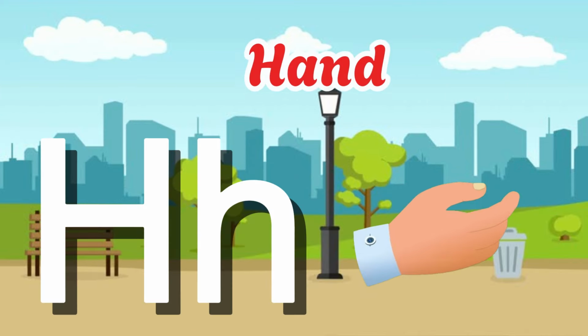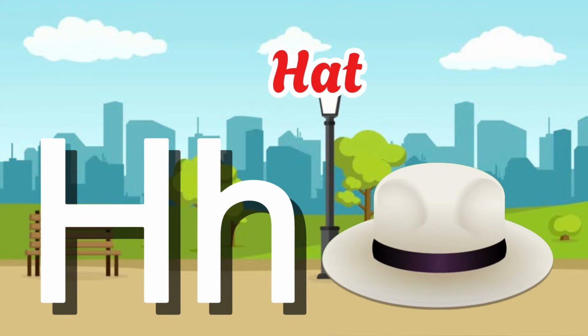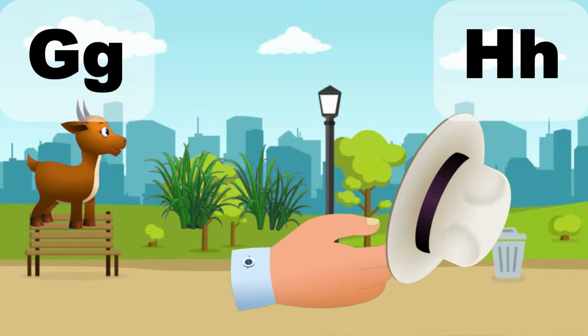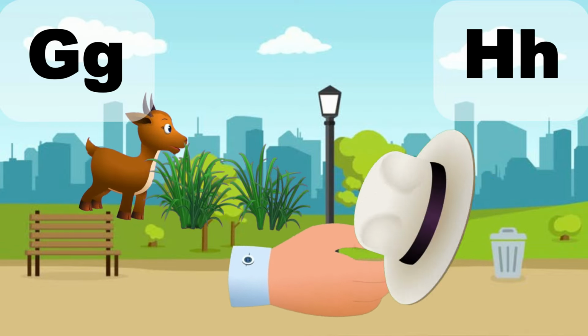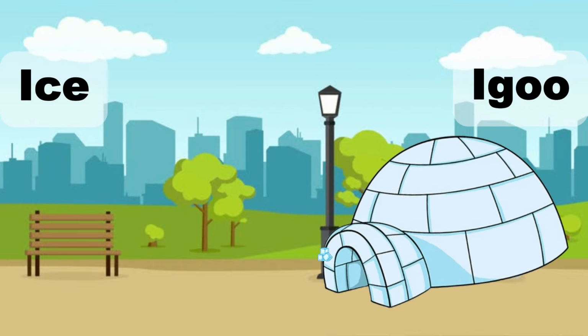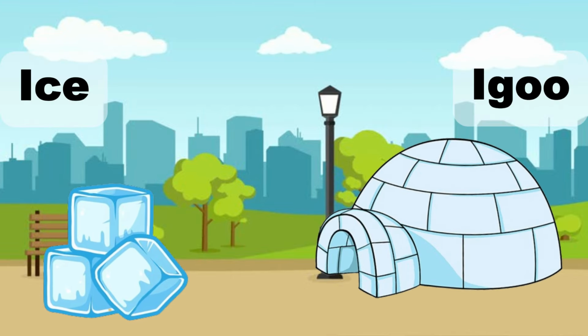H for hand, H for hat, ha ha ha. I for ice and I for igloo, E E E.